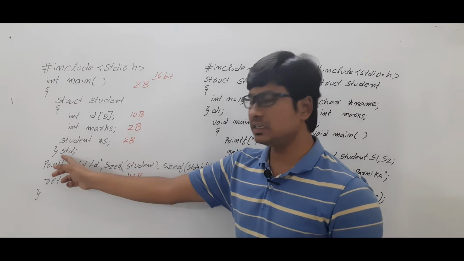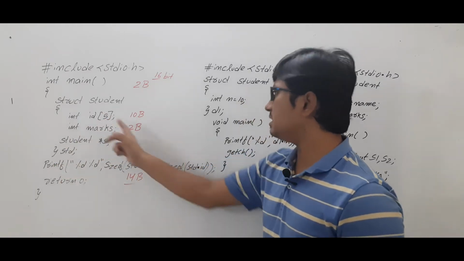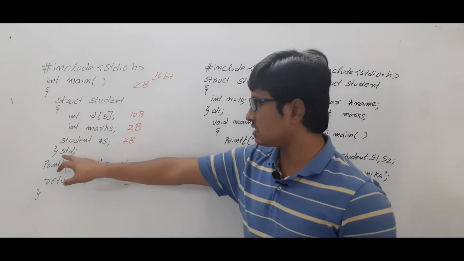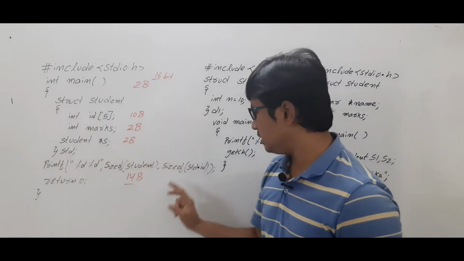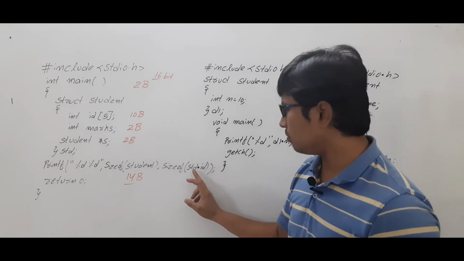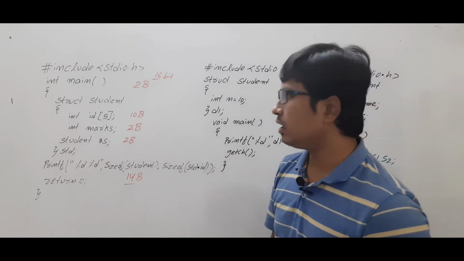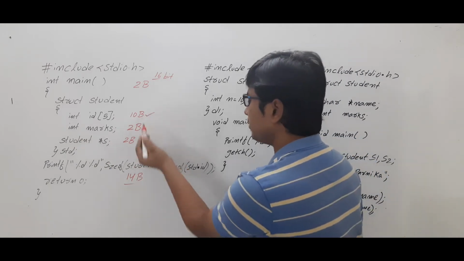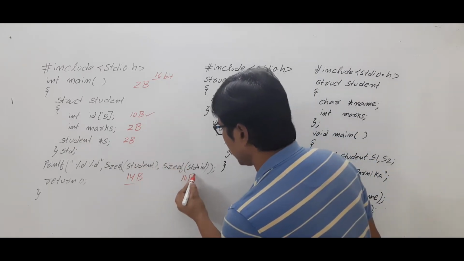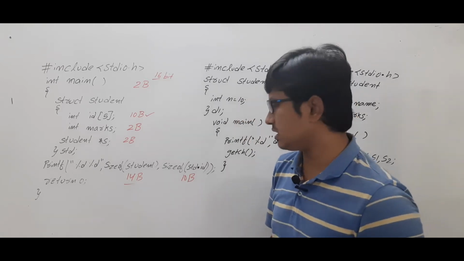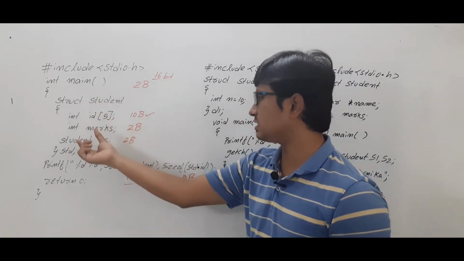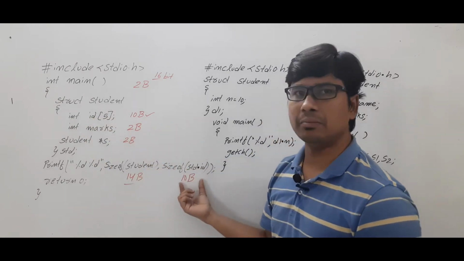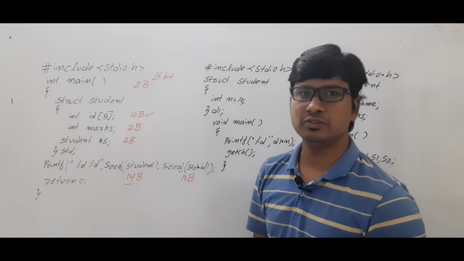Now they are asking the size of one variable. std is a variable and id is a member. So they are asking the size of a member accessed by using the variable std, using the dot operator, std.id. You know that it is an integer array and it occupies 10 bytes. So the output will be 14 bytes and 10 bytes respectively. The size of the entire structure is 14 bytes, and the size of one member is 10 bytes. So this is the output of this first question.